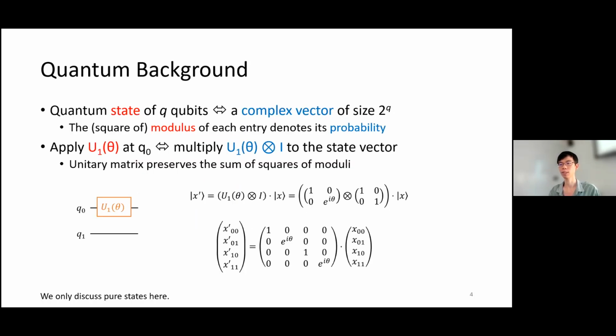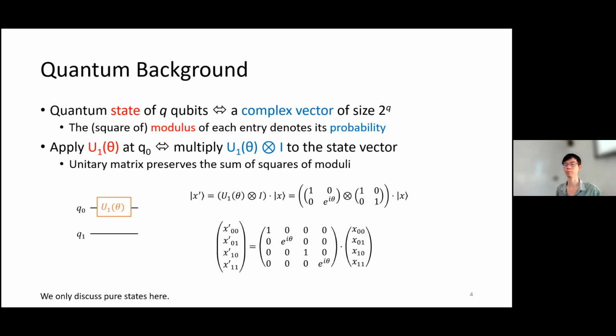And a quantum state of q qubits is equivalent to a complex vector of size 2^q. Actually, the square of the modulus of each entry in the state denotes the probability if you measure the state at the end. So how do you do quantum computation? You just apply the gates to the state.